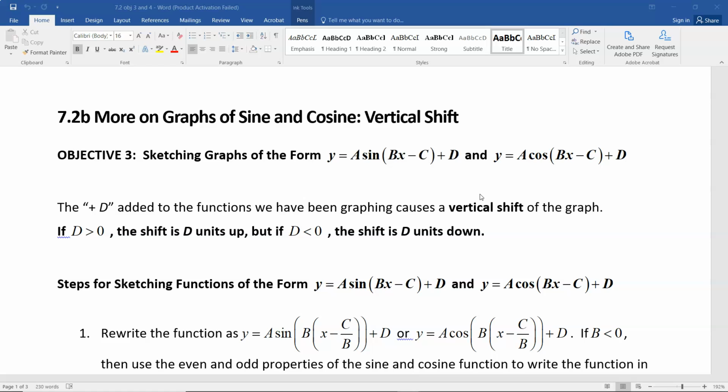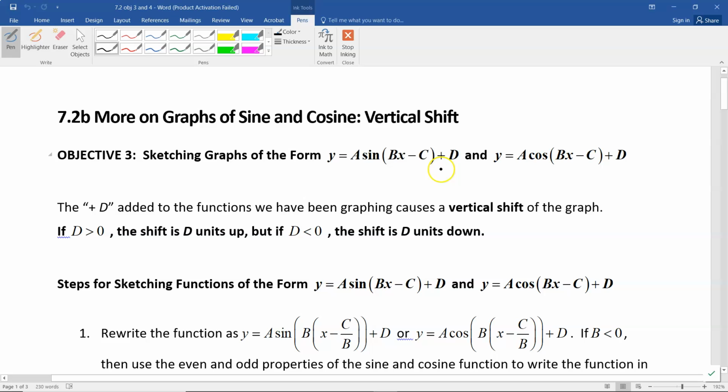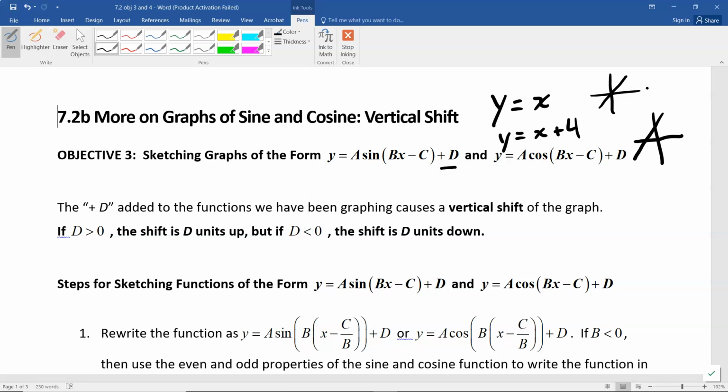The first thing that I'm going to go over again is this idea of vertical shifting. So the vertical shift is denoted by a D in these equations, and all this D does is bring your sine or cosine function up or down along the y-axis. You can think about it like the difference between y equals x and y equals x plus 4. Y equals x is just right there, whereas y equals x plus 4 is shifted up 4 on the y-axis. It's the same exact shape, it's just moved upwards 4, and that's all that this vertical shift does to our sine and cosine functions. It leaves the shape the same.